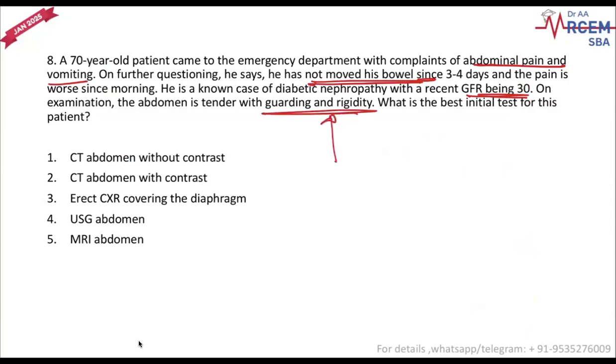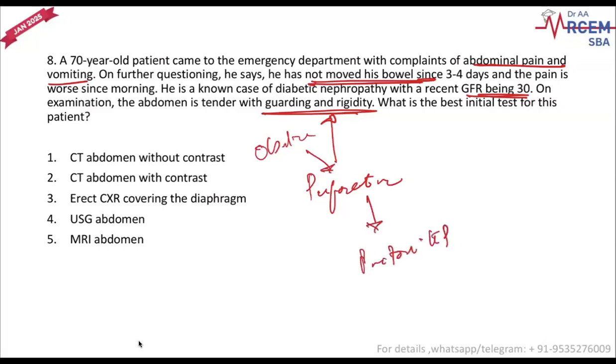Whenever there is guarding and rigidity, we are thinking of a perforation. So obstruction has led to a perforation. Perforation has led to a peritonitis. So a perforated bowel will have air under the diaphragm. So the initial best investigation is just to get an erect abdomen or erect chest X-ray done with the diaphragm covered, because you can see air under the diaphragm. Again, you can argue why not get a CT scan with contrast done, mainly because the GFR is on the lower side, so he might go into complete renal failure. So the initial test is always to get an erect abdominal scan done.